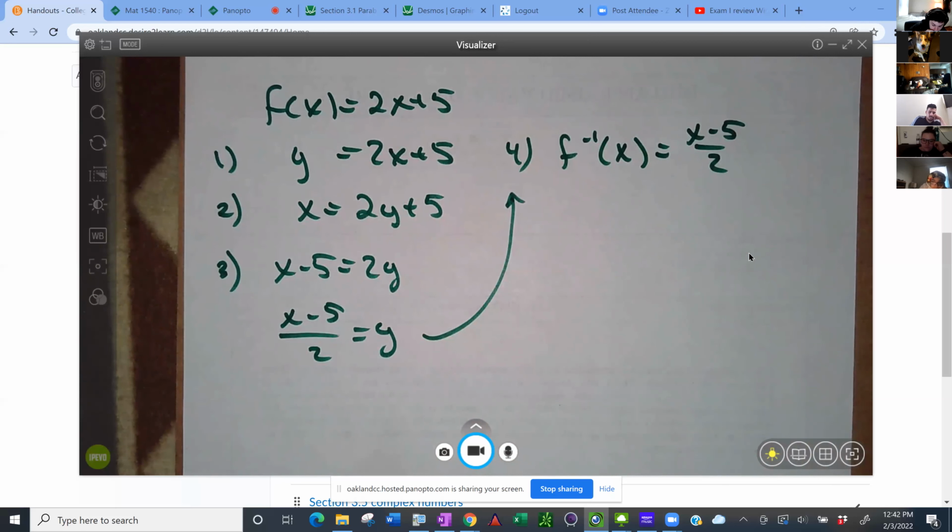Now, with that function, we can actually look and see that it satisfies the one thing that I said it does, is that the function and the inverse are mirror images of each other around the line y equals x. Let's see that that's true.